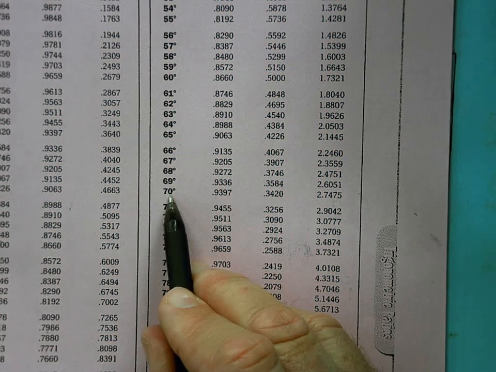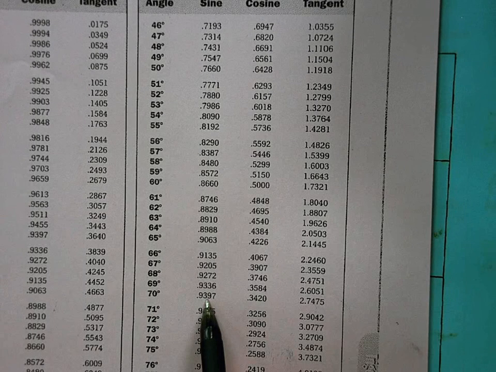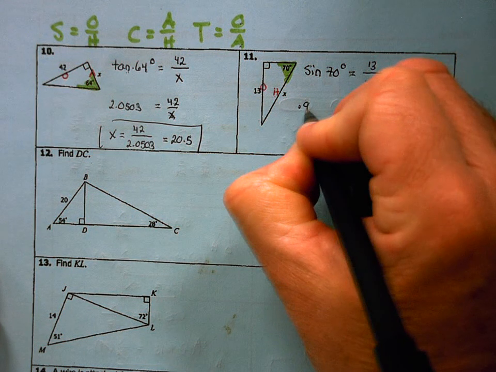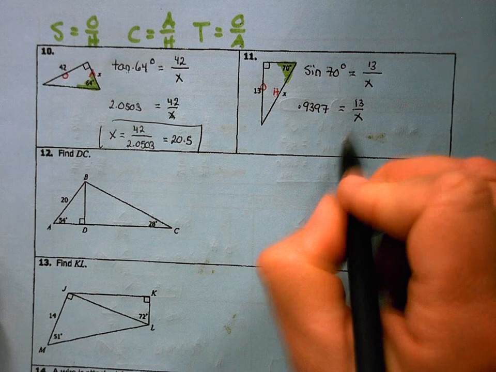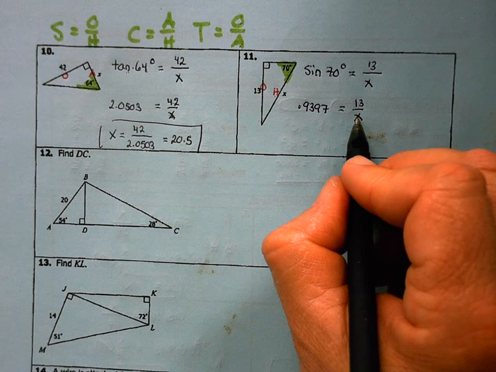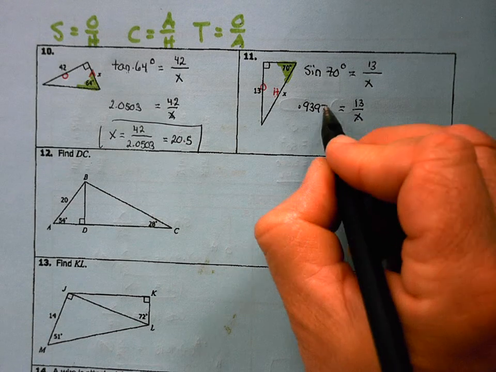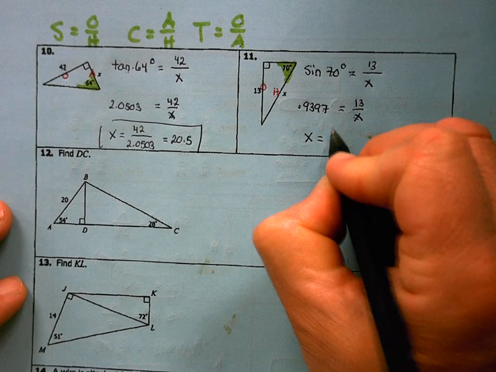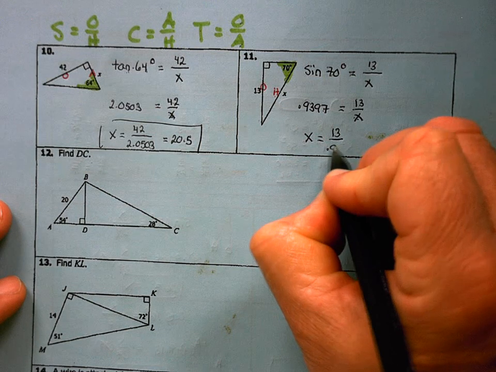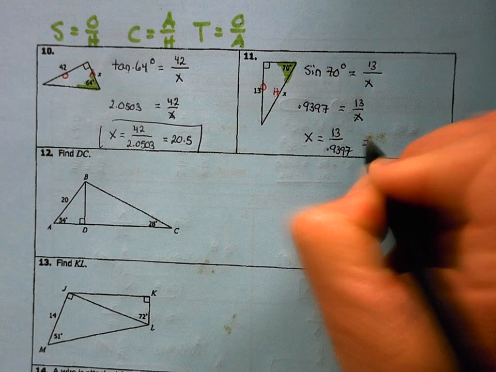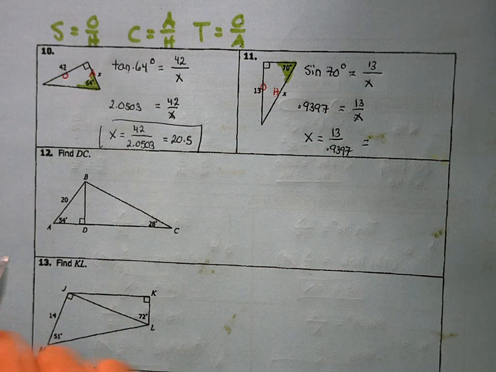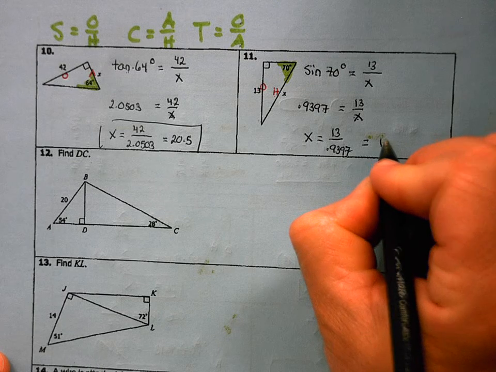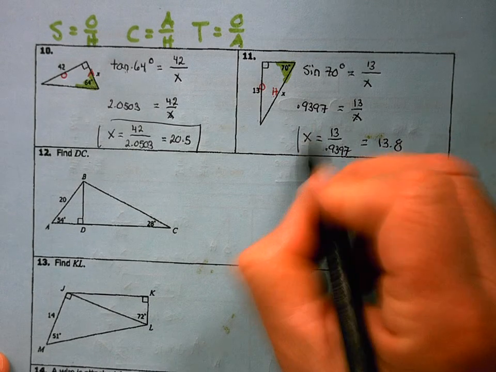So there you can see 70 degrees. And then we're going to look under sine, which is 0.9397. So we get 0.9397 is equal to 13 over x. And then once again, here's a trick. If x is in the denominator, that means that we just switch these two values. So x is going to be equal to 13 divided by 0.9397. And then you just solve that out on your calculator. So 13 divided by 0.9397, and we're going to round our answer to the tenth, so 13.8 is number 11. There we go, there's 11.